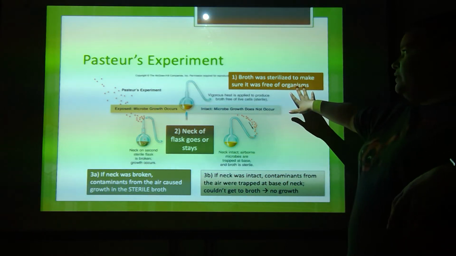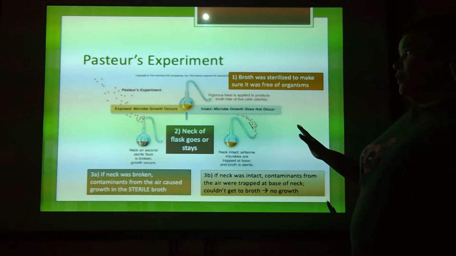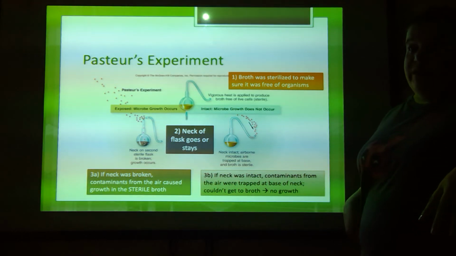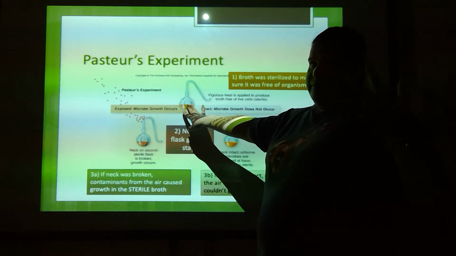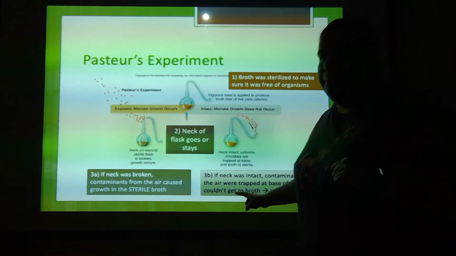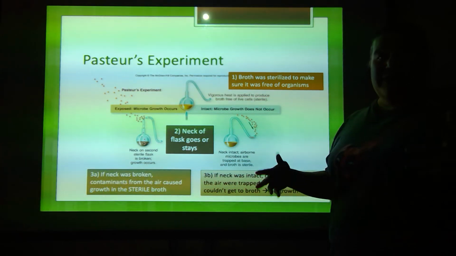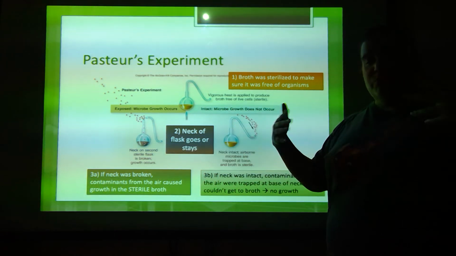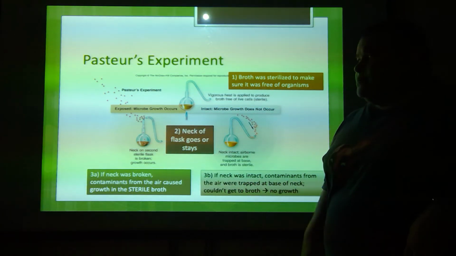Okay. So the broth was sterilized to make sure it was free of organisms. So boil the holy tar out of it, make sure that there's nothing living inside. This is one of the reasons why we cook our food, because it kills microorganisms. So he took one set and broke the gooseneck off, opening it up to the air. But the second set, he left that gooseneck intact. Now, I say set because in the science world, you don't do one. Yes, I realize the picture is one, but you do this multiple times to prove it over and over again. Because if you can get repeatable results, then your theory makes sense.